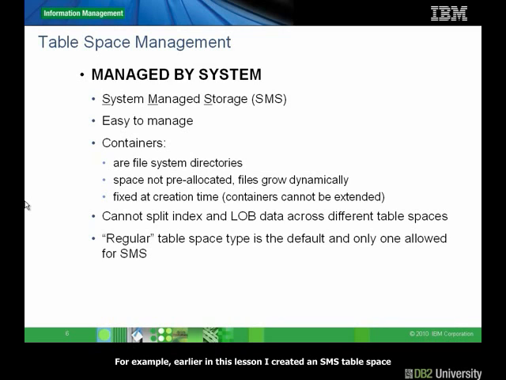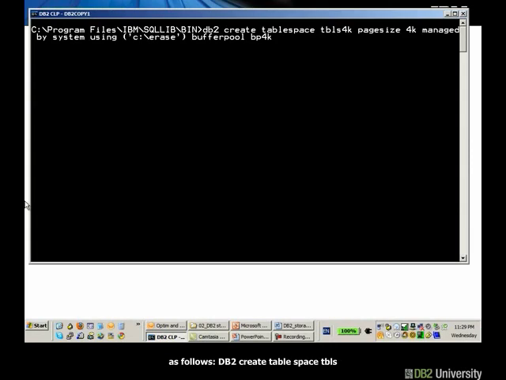For example, earlier in this lesson, I created an SMS table space as follows. DB2 create table space TLS4K, page size 4K, managed by system using C:\raise buffer pool BP4K. So now let's create another table space with a different name and in a different directory.